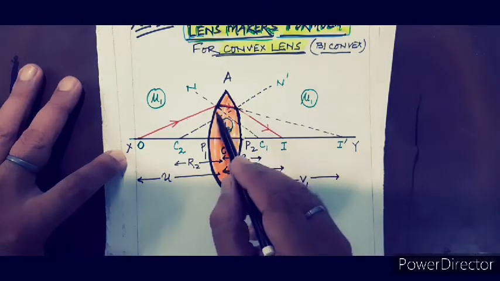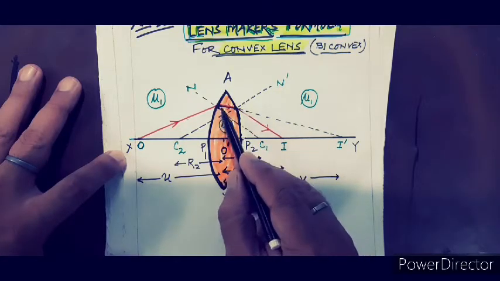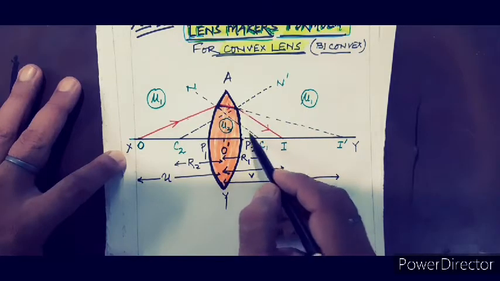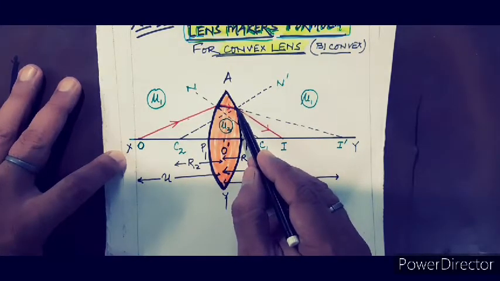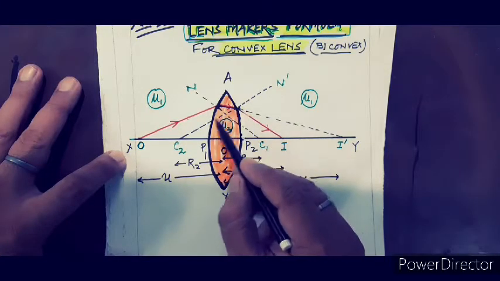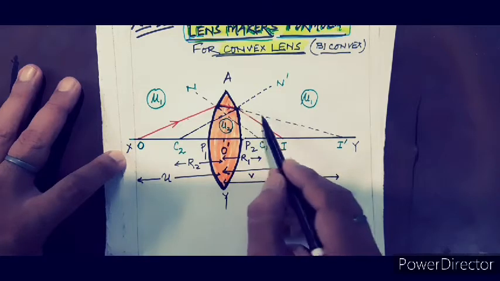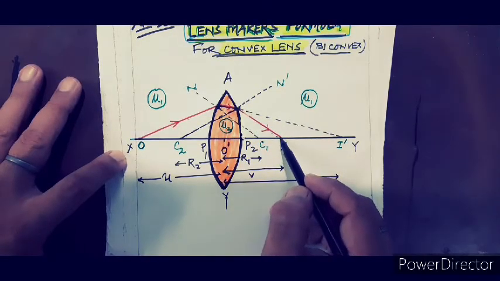A P1x, and after refraction, here the first refraction occurs, then it bends towards the normal. This is the normal here, it bends towards the normal, and second refraction occurs here. So here the normal is this, so it goes away from the normal, and the final image is formed at I.